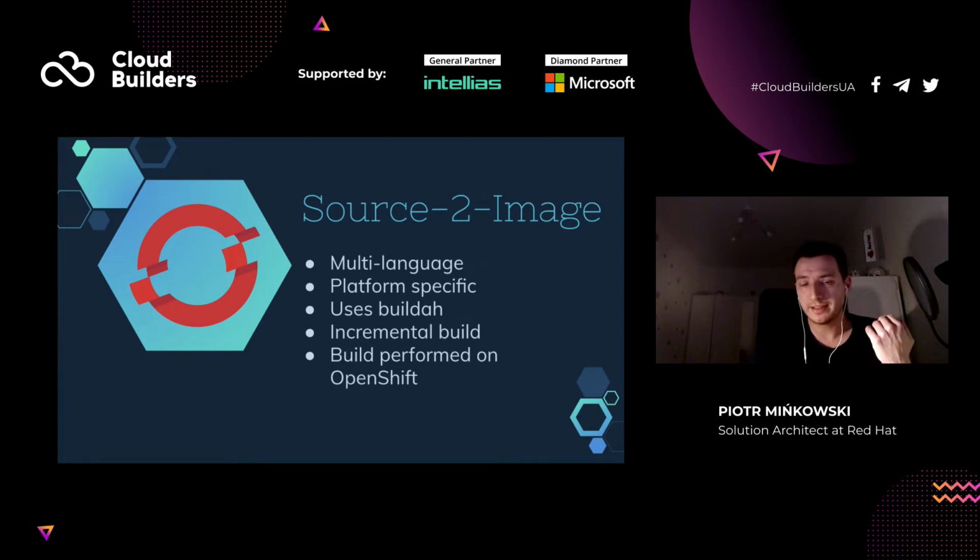And of course, Source-to-Image is a platform-specific tool, so you can use it only on OpenShift. It uses a tool called Buildah for building OCI-compliant images. It supports incremental builds, which reuse downloaded dependencies, build artifacts, and so on. Also, Source-to-Image is part of a larger concept or mechanism used for deploying your applications on OpenShift.